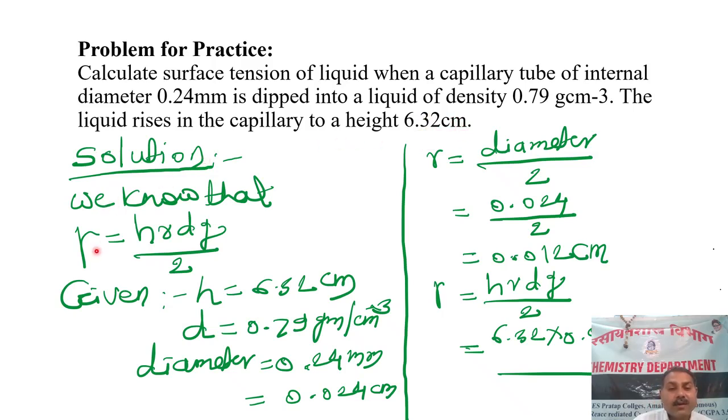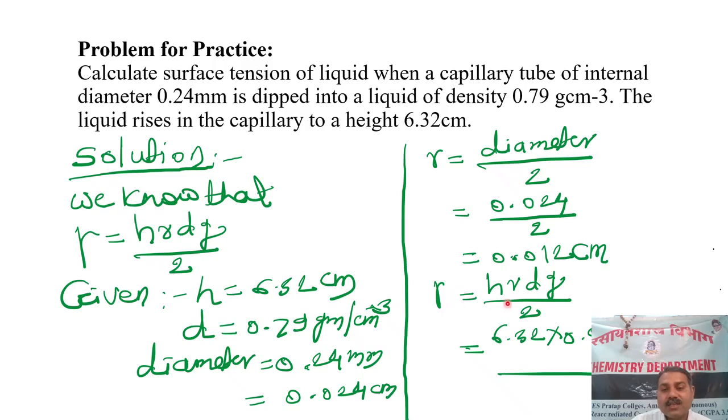We know that the formula for surface tension is gamma equals HRDG upon 2. What we have been given is: H, the height of the liquid rise, is 6.32 centimeter. Density of the liquid is 0.79 gram per cm cube, and the diameter of the capillary is 0.24 millimeter. Convert it to centimeter: 0.24 millimeter divided by 10 gives 0.024 centimeter. Then we need the radius. The radius is nothing but the diameter divided by 2. So the radius will be 0.024 divided by 2, that is 0.012 centimeter.